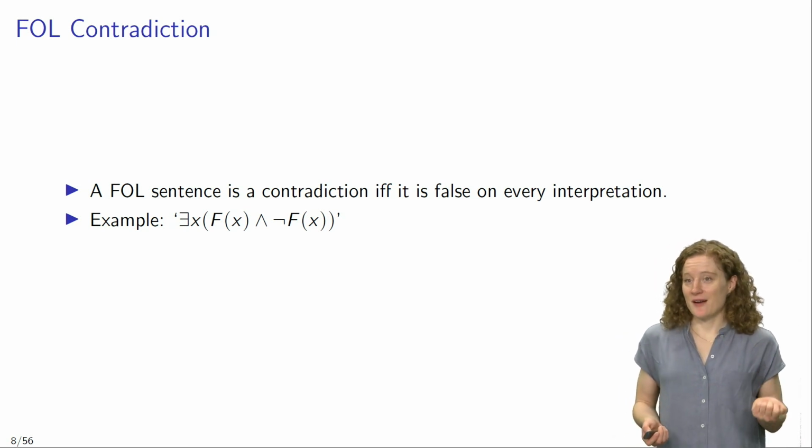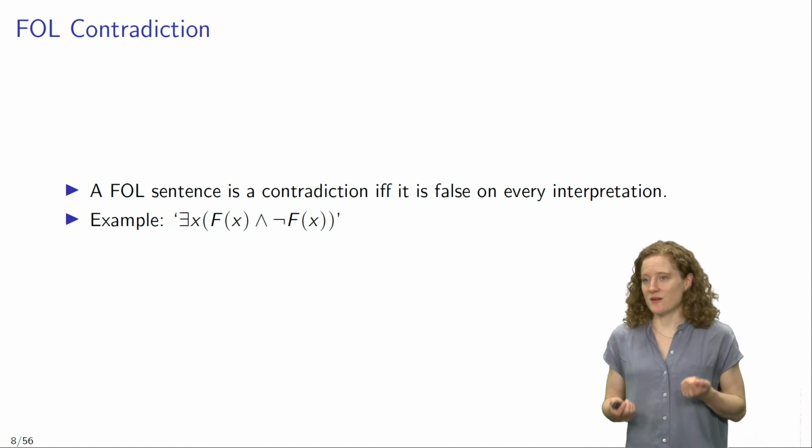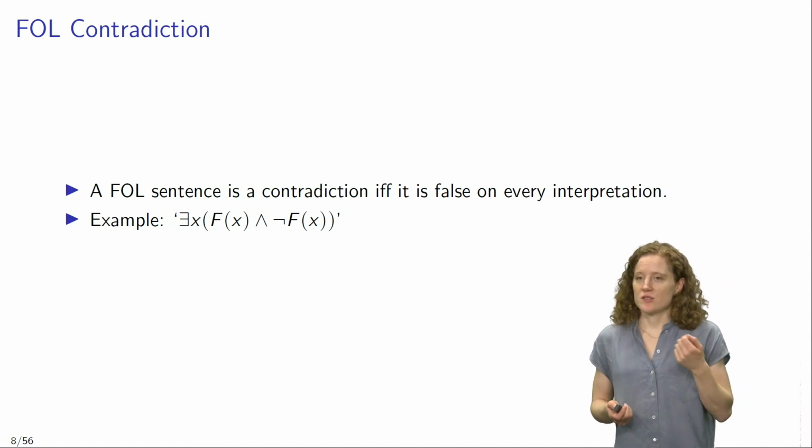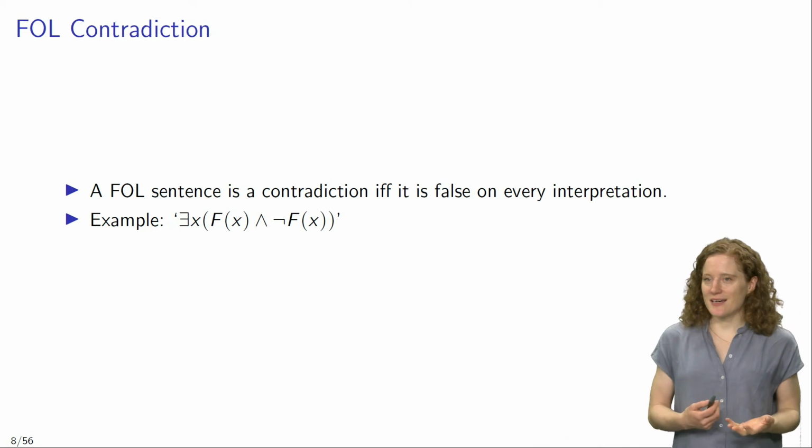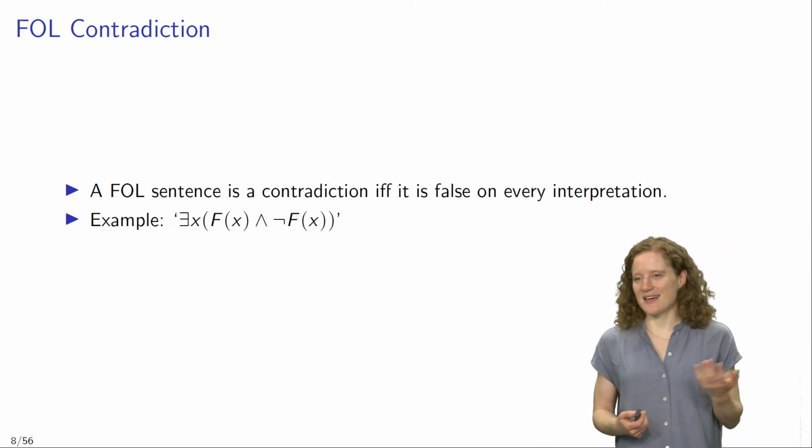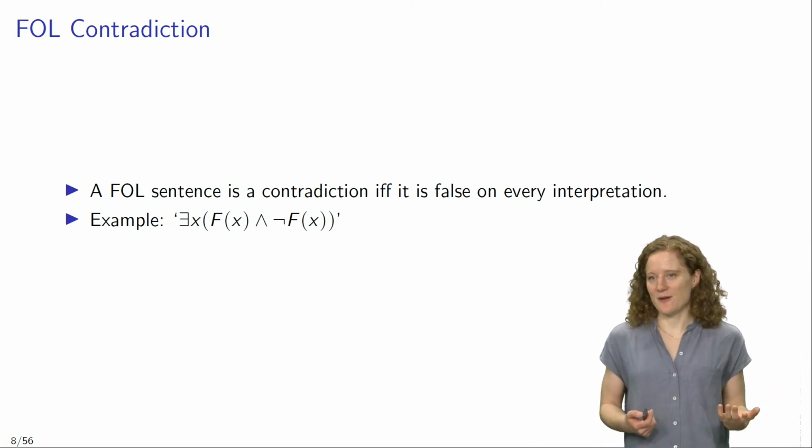Now, an FOL contradiction is a sentence that is false on every interpretation. So for example, the sentence "there is an x such that x is F and x is not F" is an FOL contradiction.